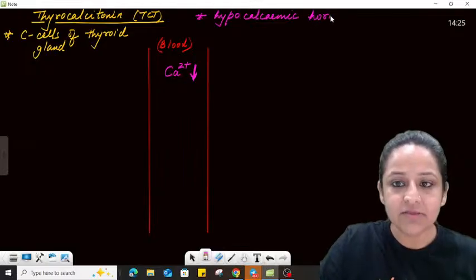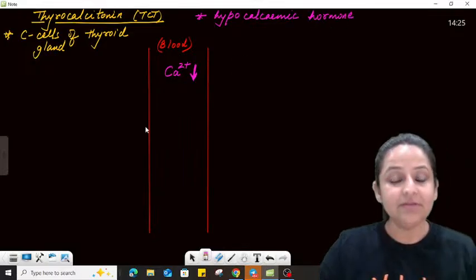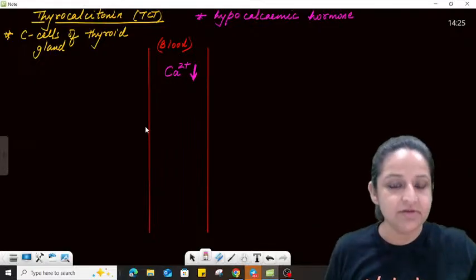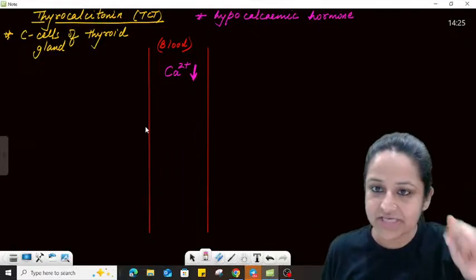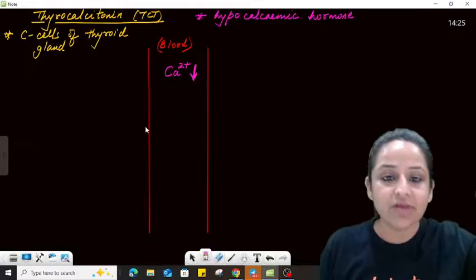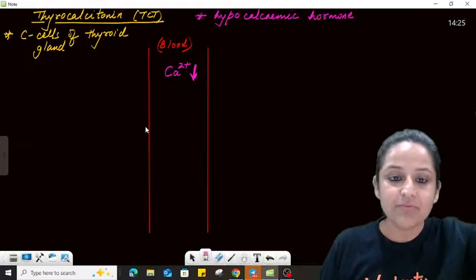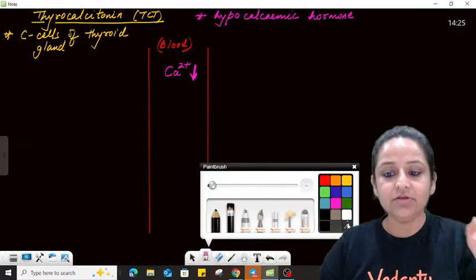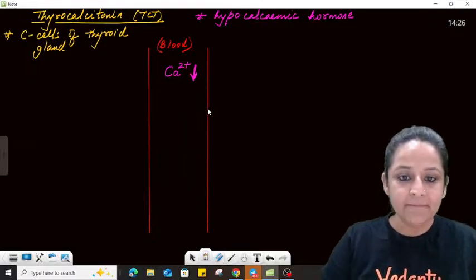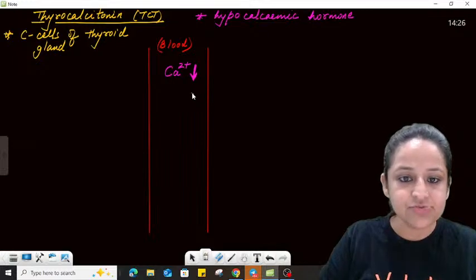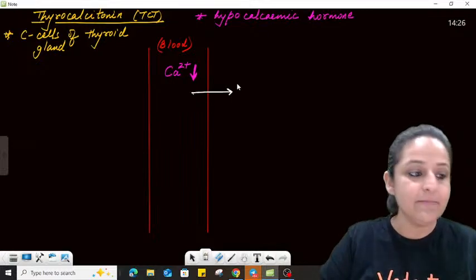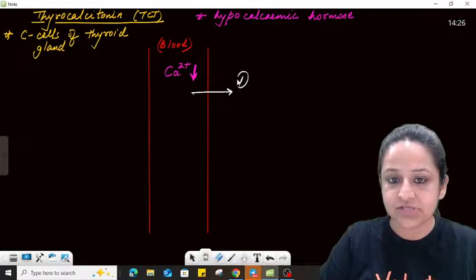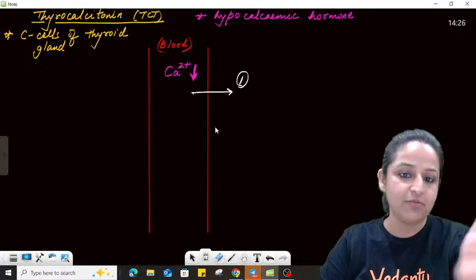Wherever in the body, wherever in the blood there is a higher amount of calcium present, calcitonin hormone is released, and it is going to act in three ways by which the amount of calcium ion is decreased in the blood. What are the three things that it is going to do? Number one, what is it going to tell the bones? It is going to tell the bones, please take away calcium from the blood.